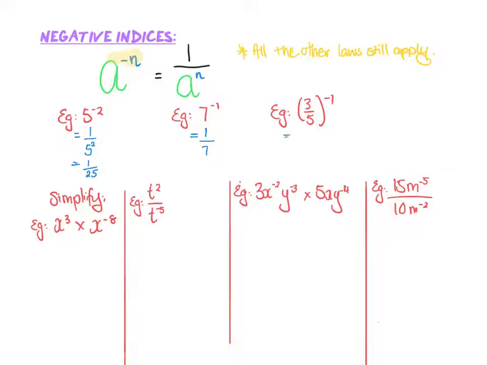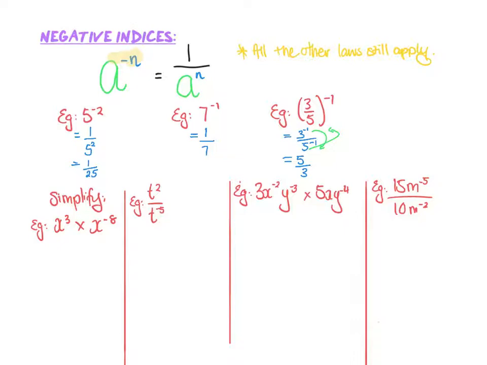Now here we have to remember our rules, so we times everything out by the power, so it'd be 3 to the negative 1 and 5 to the negative 1. Now to make these ones positive, we're going to put the 3 on the bottom to make it positive, and then we'll put the 5 up the top to change that one to positive. So moving it to the numerator or denominator changes the power to a positive. So I'd have 5 over 3 for that one.